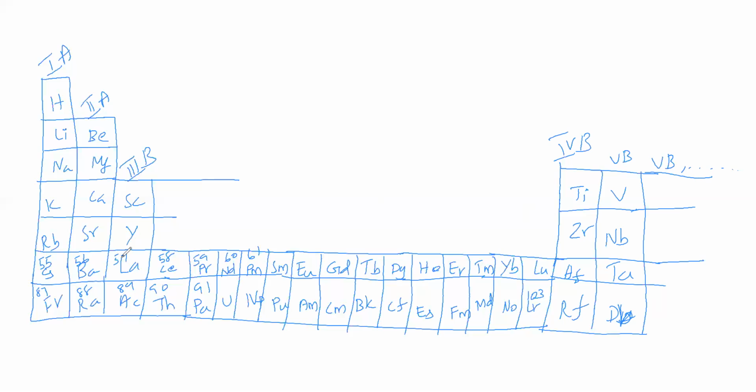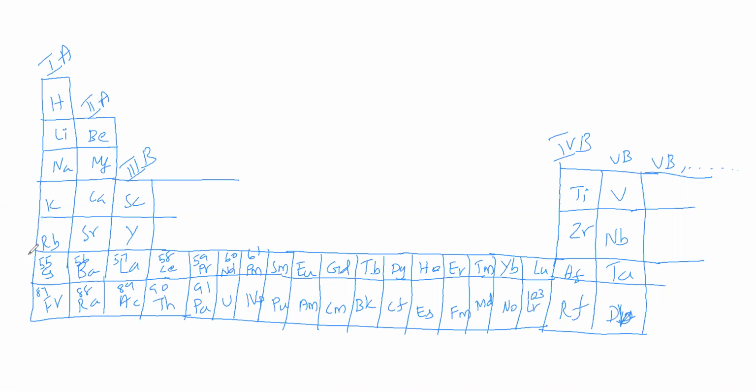Now you see what elements this 3b contains: scandium, yttrium, lanthanum, cerium to lutetium, then actinium, thorium to lawrencium. So how many elements does 3b contain? These many elements.